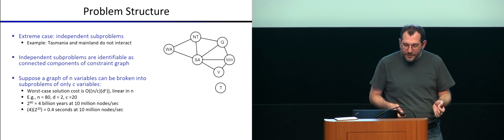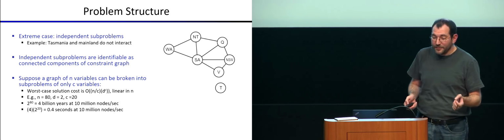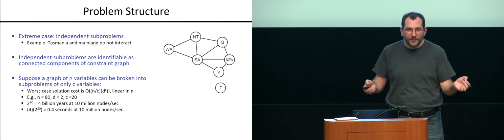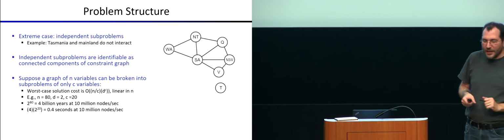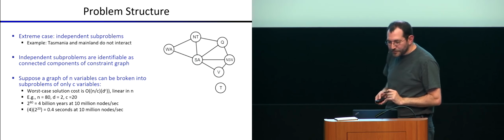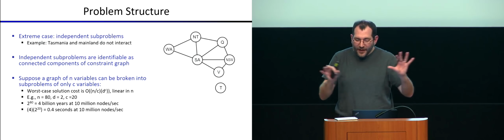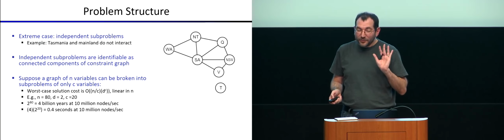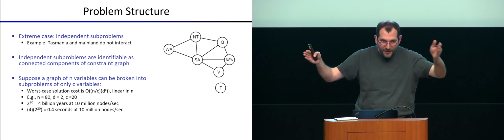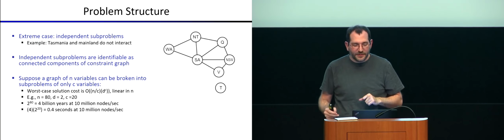Independent subproblems are easily identified from the graph, because you can look for connected components. How do you find that? You start at some node, you do a search, and you see what's reachable, CS70 style. So you can find the connected components of a graph and solve them independently. This is incredibly powerful. If you have a big graph made out of a bunch of small independent components, it can make all the difference.